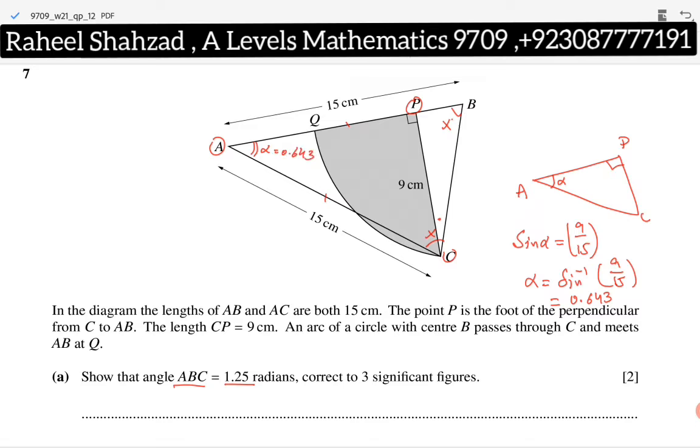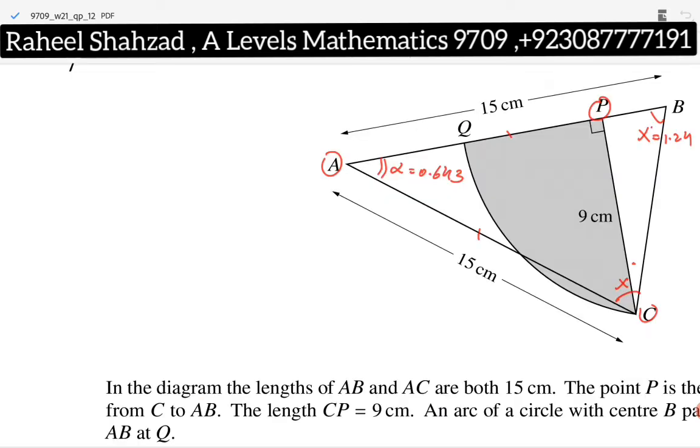Now we're going to subtract it from pi and divide it by 2. So x will become equal to pi minus 0.643, and the whole divided by 2. We get 1.249, and so on. So that is approximately, to show that this is correct to 3 significant figures, 1.25, right?